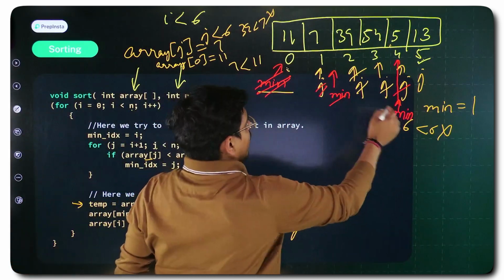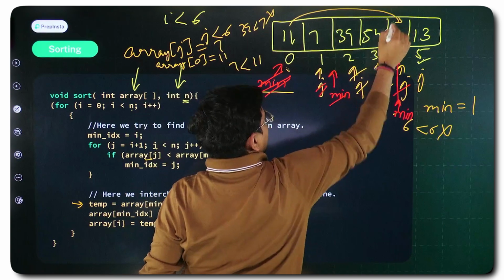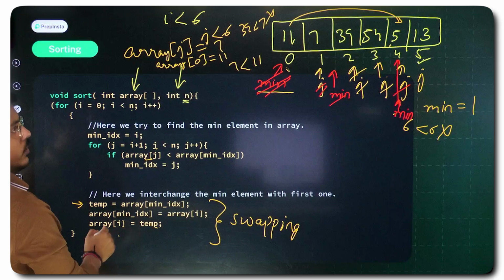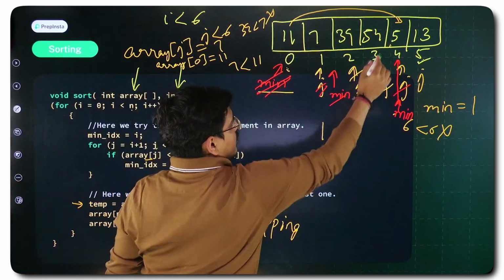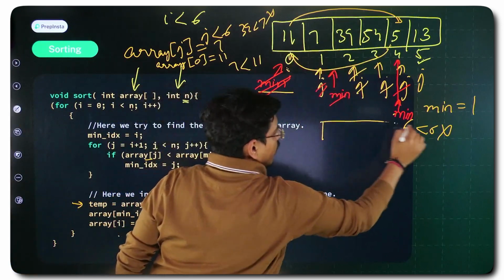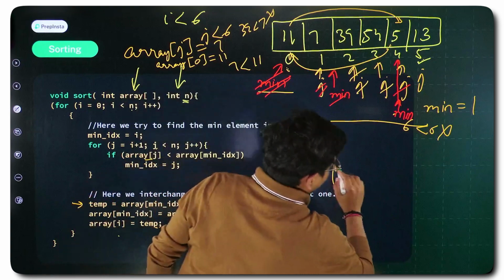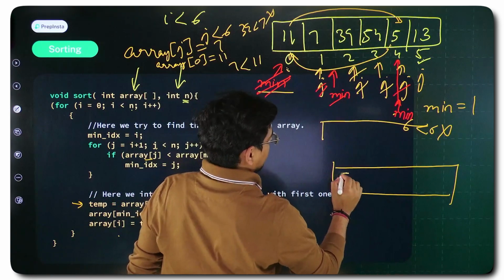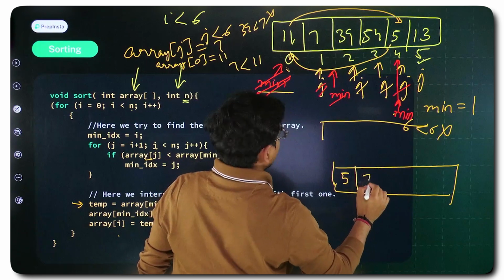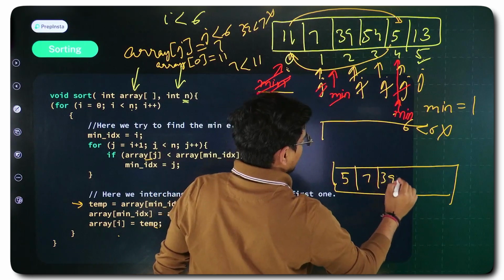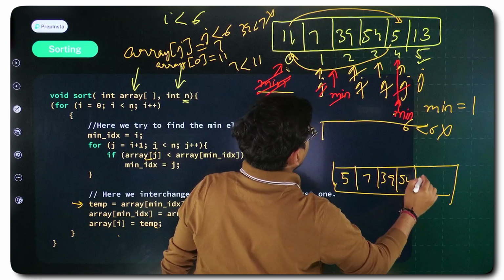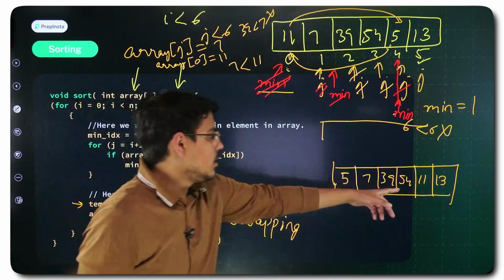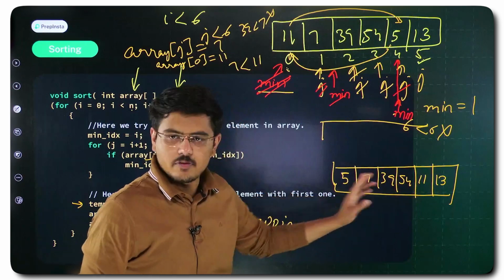So here I basically push this 11, and in the place of 11, if you see, array of I equals temp, which is 5. So how does this come here? How does this look now? Just a minute, I guess that has some pieces written there, so I'll write it here. 5, 7, 39, 54, 11 and 13. Now if you see, these are swapped, fine.